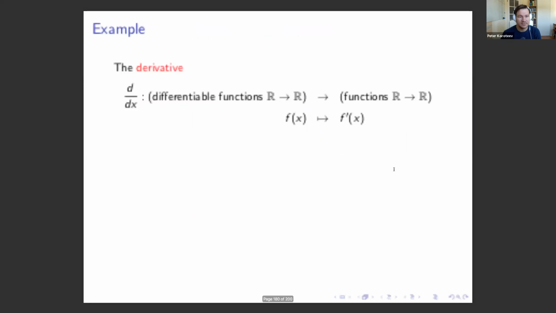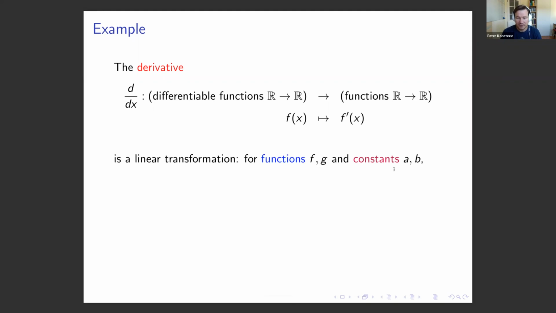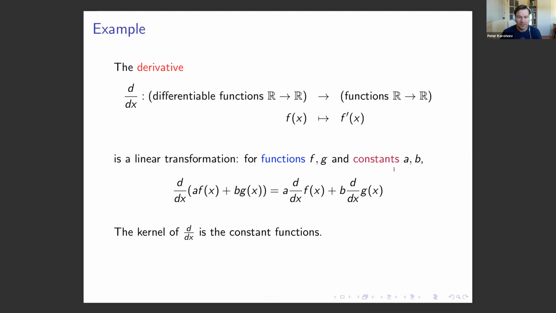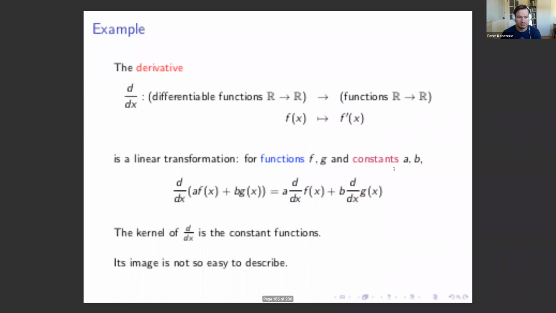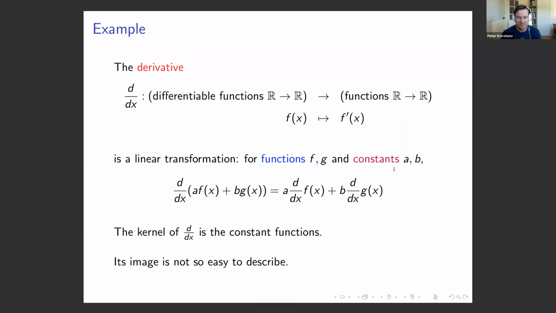Okay, another example: the derivative. Think of differentiable real-valued functions, and this linear transformation that takes a function to its derivative. Well, as you know from calculus, we have this property, right? The derivative of af plus bg is equal to af prime plus bg prime. Now, the kernel of this linear transformation is the constant functions, right? All constant functions, because they're sent to 0 by the derivative. Now, the image is not really easy to describe in these terms.